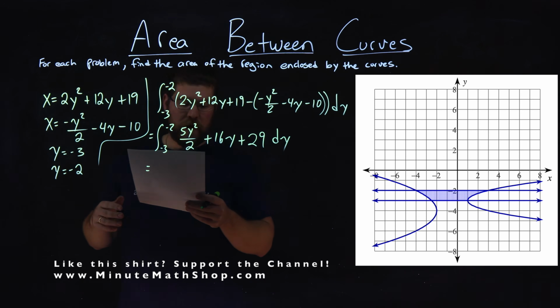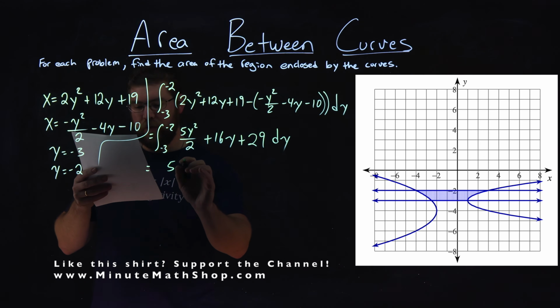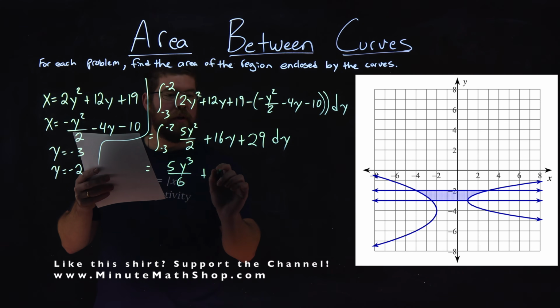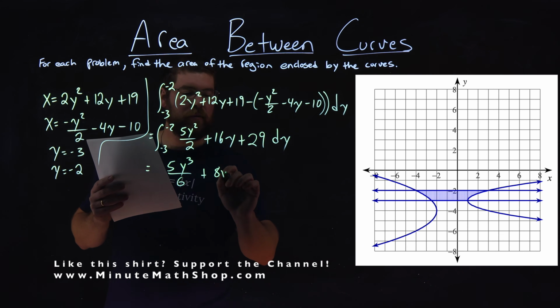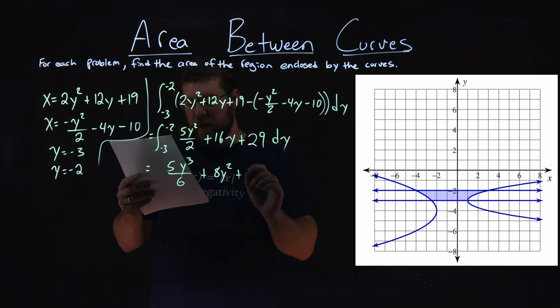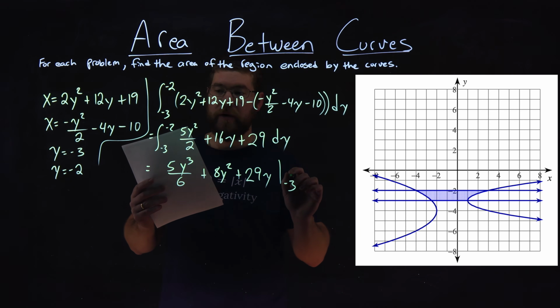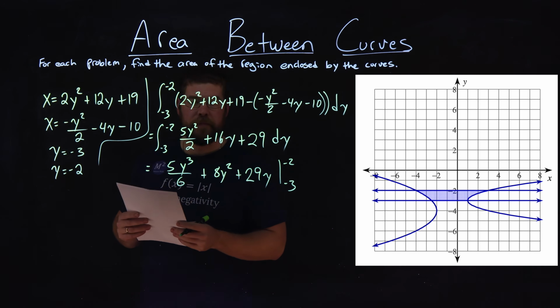The integral of 5y squared over 2 is 5y to the third power over 6. Plus 16y is an 8y squared, and 29 is 29y. And we're integrating this from negative 3 to negative 2.